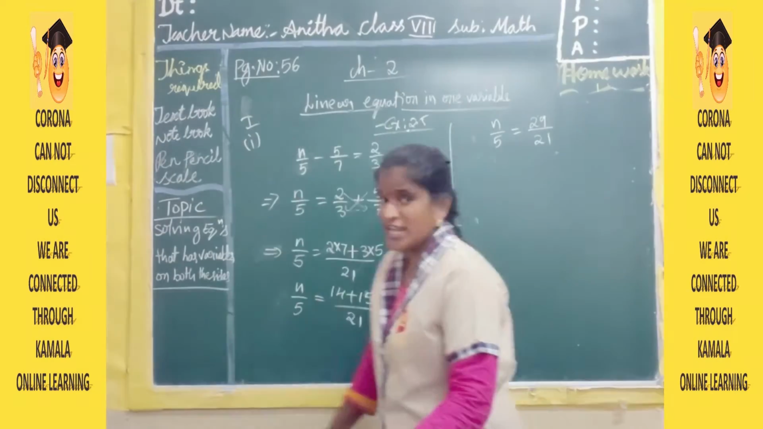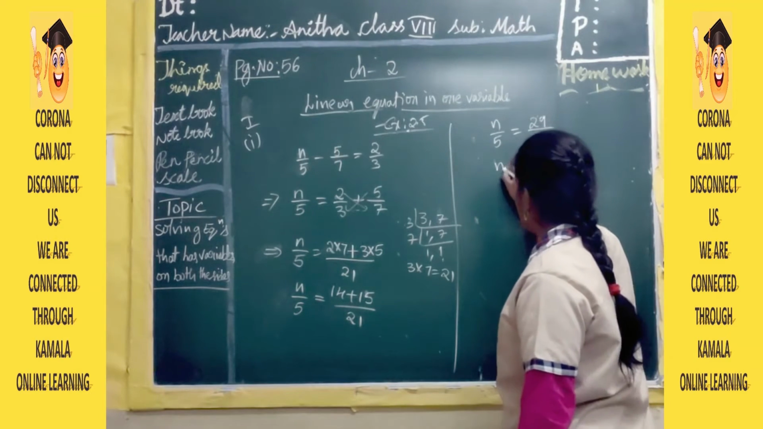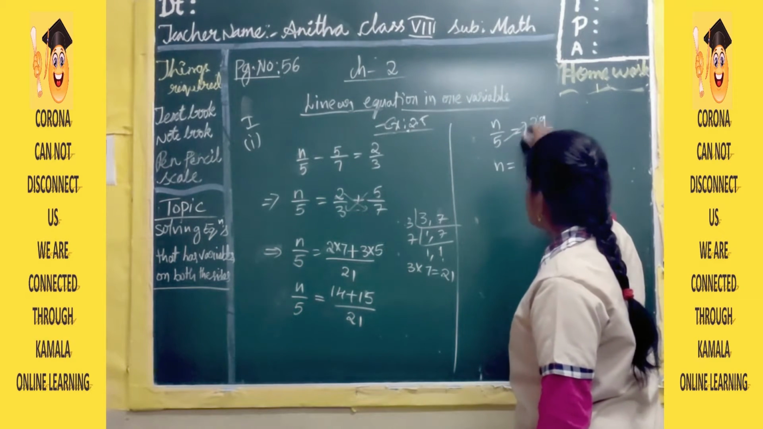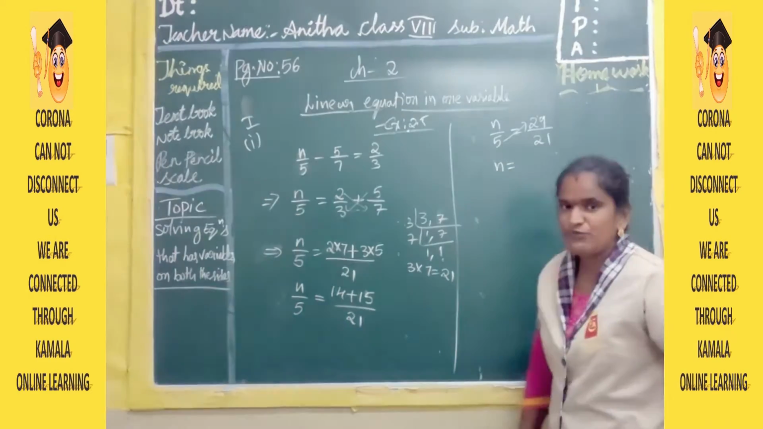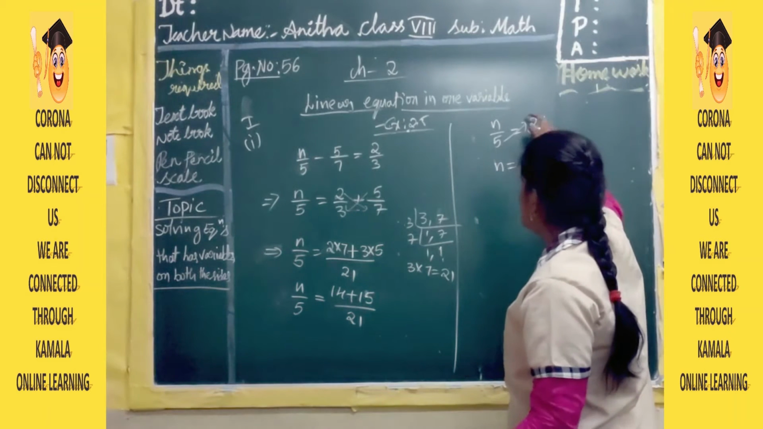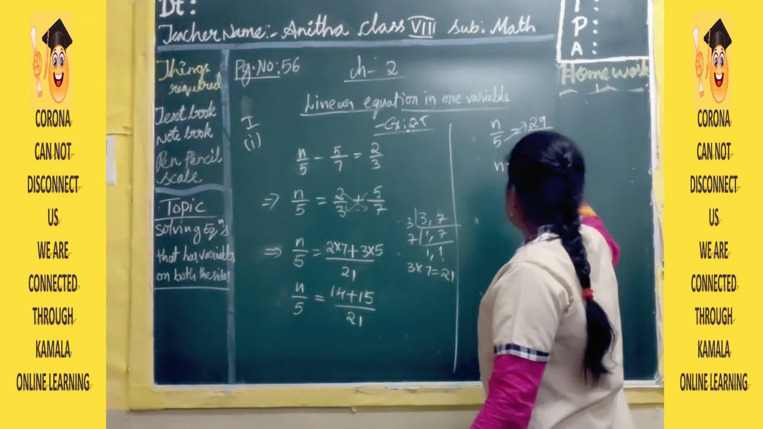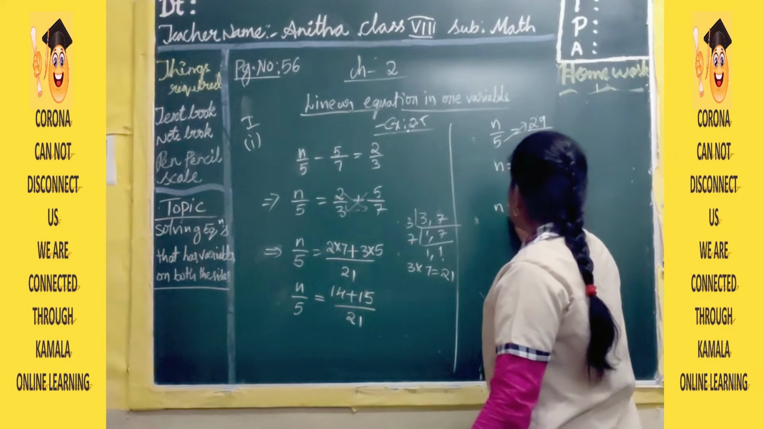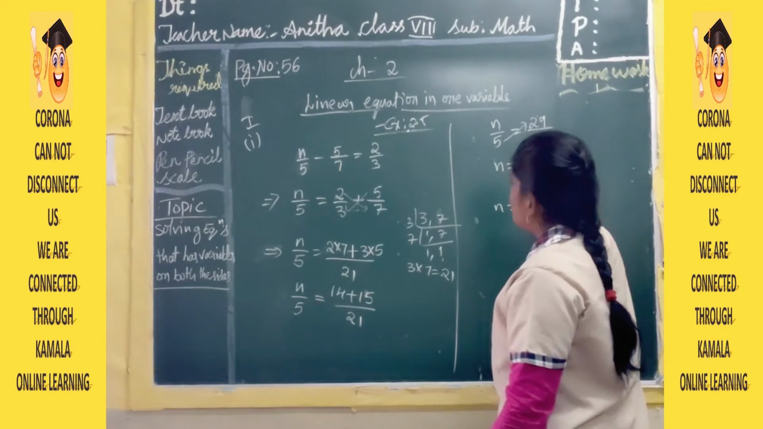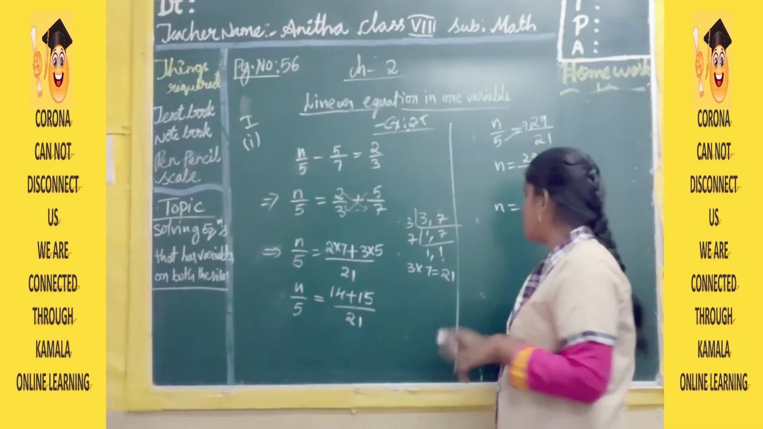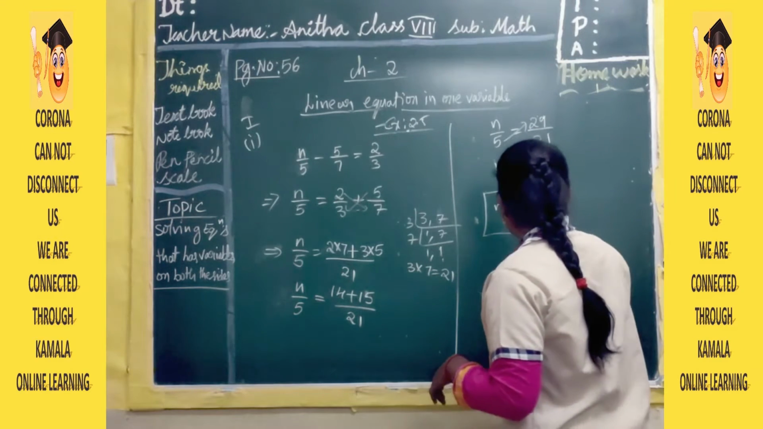So we want the variable value. N value keep here only. This will transpose to this side because we want only the variable value. It is having 5 in the denominator, so the denominator should go to this side. 29 into 5 by 21. So n is equal to 29 into 5. 9 5s are 45, 5 2s are 10, 10 plus 4, 145 by 21. So this is our answer.